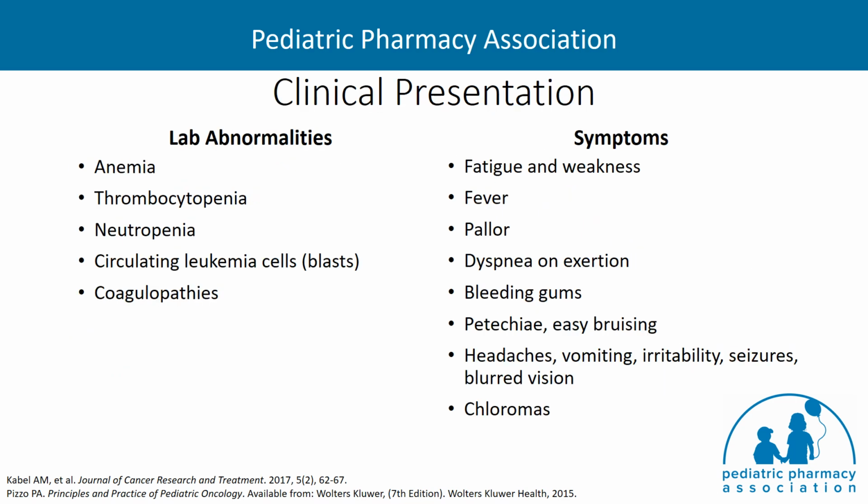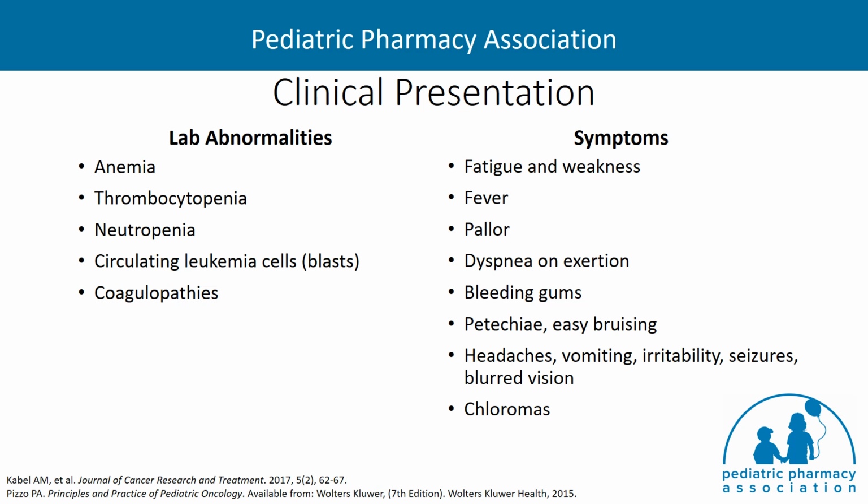Now that we've discussed the pathophysiology of pediatric AML and some of the various etiologies associated with the disease, let's go through and discuss how a typical pediatric AML patient would present at time of diagnosis. We'll discuss both laboratory abnormalities that then lend a hand to the symptoms that are presented, again, at the time of diagnosis.